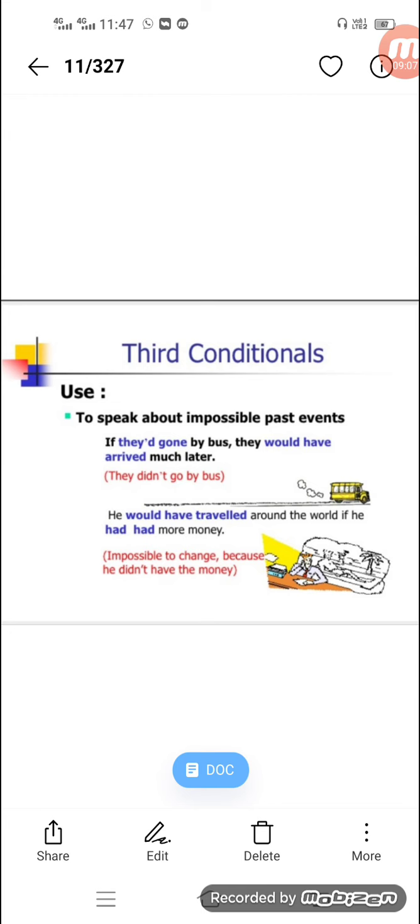Let us see some examples here. If they had gone by bus, they would have arrived much later. Actually, they didn't go by bus and they never go by bus again since the action is in past, right? So it shows the impossibility of the condition. You would have traveled around the world if you had more money. See here, this shows the impossibility of this action. That's why these third conditionals are also called impossible or unreal conditions.